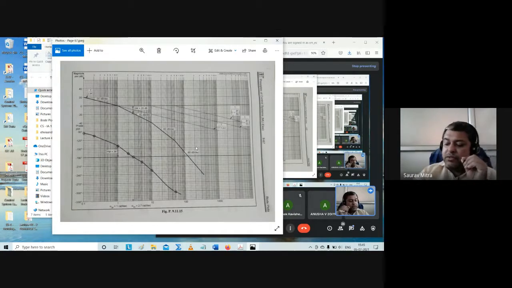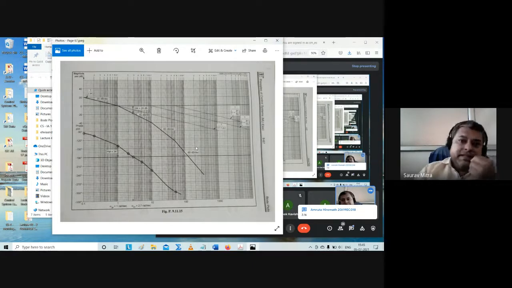So what you have to do is 20 log k is equal to 10. From there, find the value of k. So log k is equal to 0.5. Find the value of k. That is the answer. Fine.